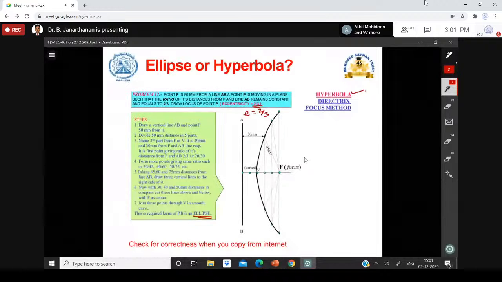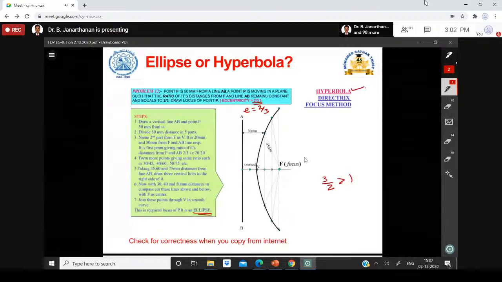They have given nice color and all these things, but they forgot, they have taken some other figure and pasted it here instead of the ellipse. So this is actually a hyperbola because the eccentricity is more than 1. You see here, this is 3 by 2. They have taken 3 by 2 instead of 2 by 3. As this is more than 1, this represents a hyperbola. So please check when you copy from the internet before sharing with the students.